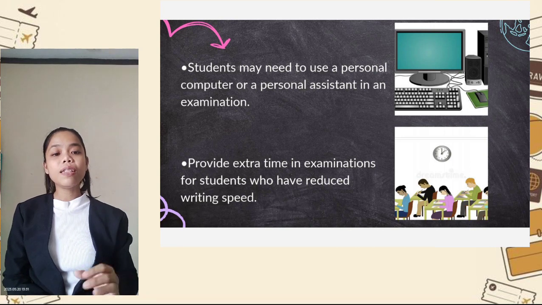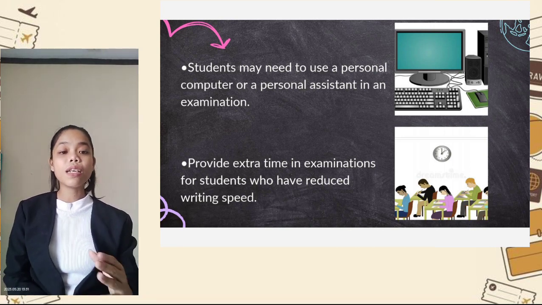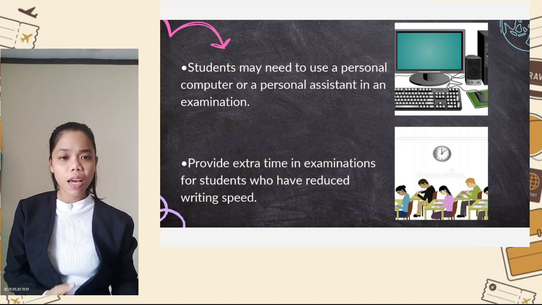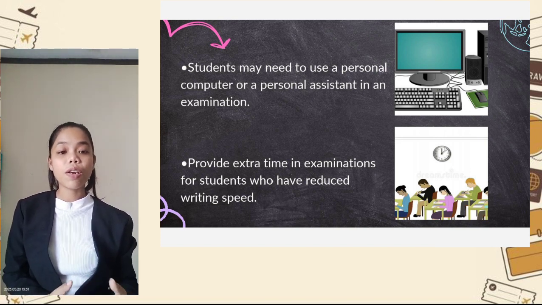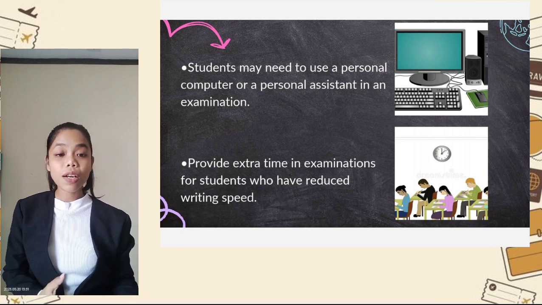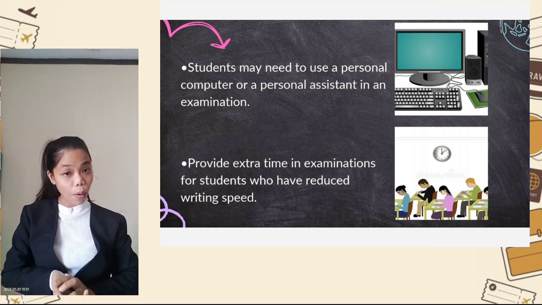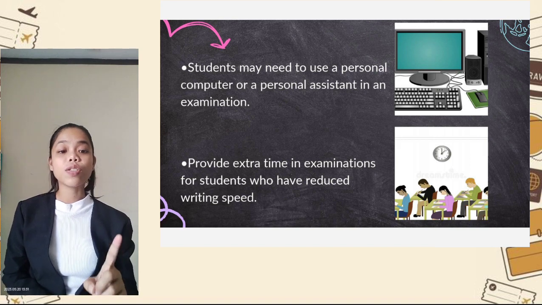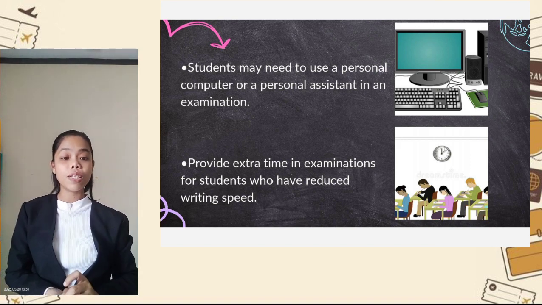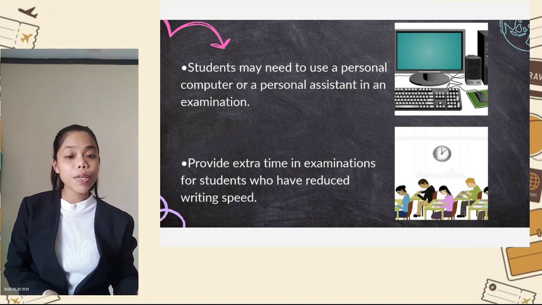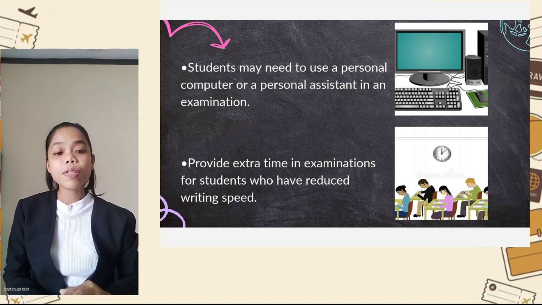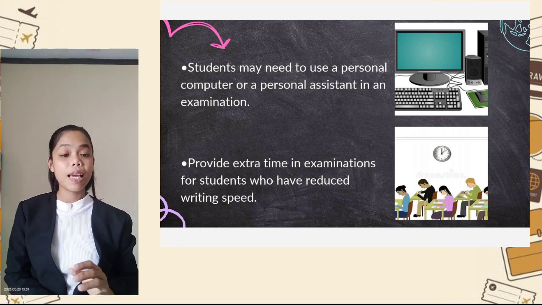Third one: students may need to use a personal computer or a personal assistant in an examination. If so, it may be necessary to provide extra space for equipment or a separate examination venue if the noise from equipment is likely to be distracting for other students. Now, provide extra time in examinations for students who have reduced writing speed. Some students with a mobility disability may need rest breaks. So take home examinations and split papers may be options. Given that some students may need double time to complete an examination.